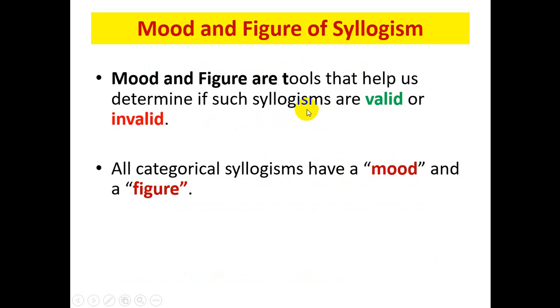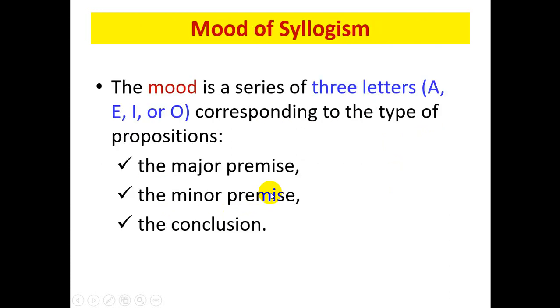There's something else called mode and figure of syllogism. What's meant by mode and figure of syllogism? Mode and figure of syllogism are tools or devices that are used to determine if the syllogisms are valid or invalid. Valid means صادق, invalid means كاذب. So we have something called valid and invalid, صادق وكاذب. And all categorical syllogisms have mode and figure. Let's tackle this point in more details.